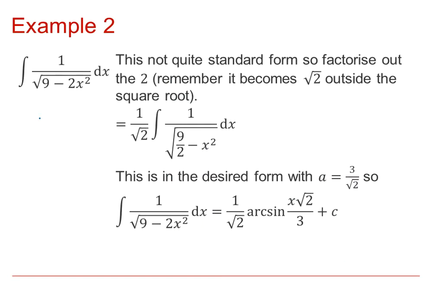So the couple of things to take on board here: it is worth pulling the 1 over root 2 away from the integral in order to get 1x squared, and then it's worth rewriting 9 over 2 as 3 over root 2 squared in order to identify what a is, and then quote the result very carefully, particularly with a being a fraction. Make sure you put everything in exactly the right place.